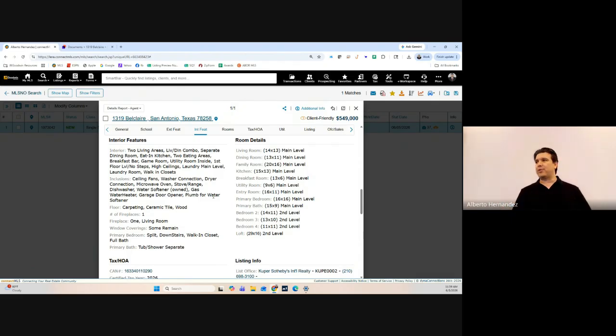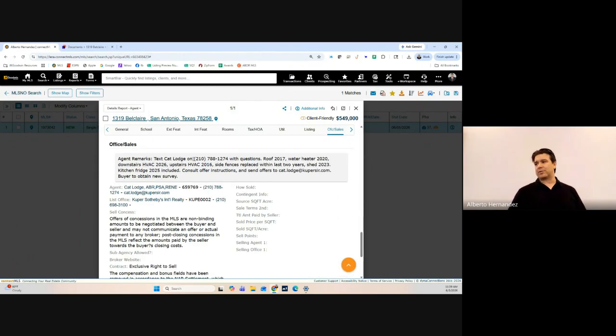So typically, if you're trying to exclude something as a listing agent for your seller, you have to come down here and put it in your agent remarks. So here: text Cat Lodge with questions, roof 2017, side fences replaced in the last 2 years, shed 23, kitchen 2025, consult offer instructions and send offers to Cat Lodge, hire to obtain use survey. So there he told us, hey, that's going to fall on us.